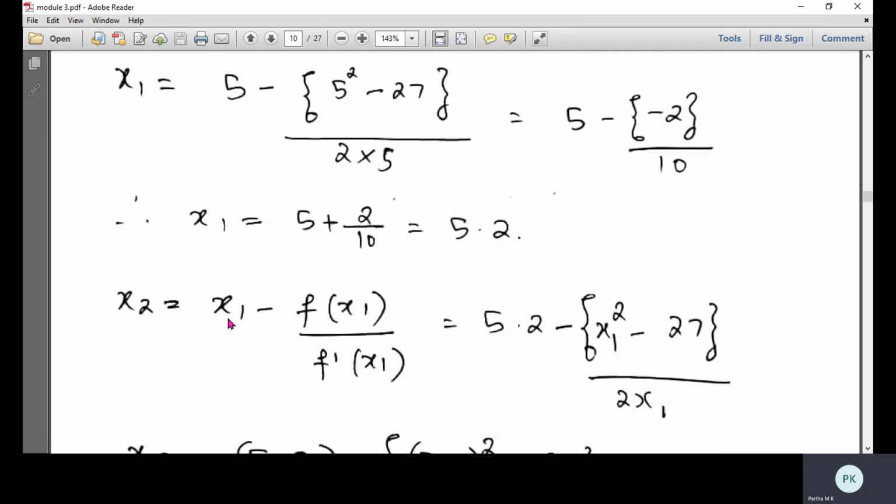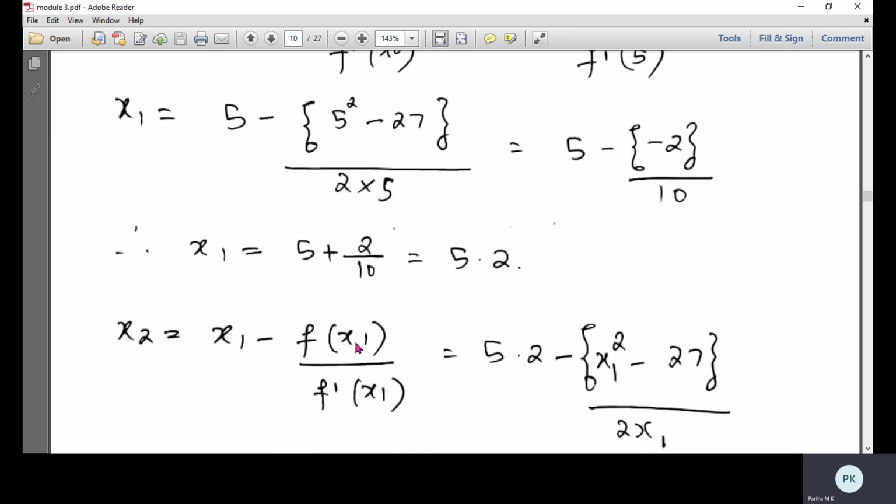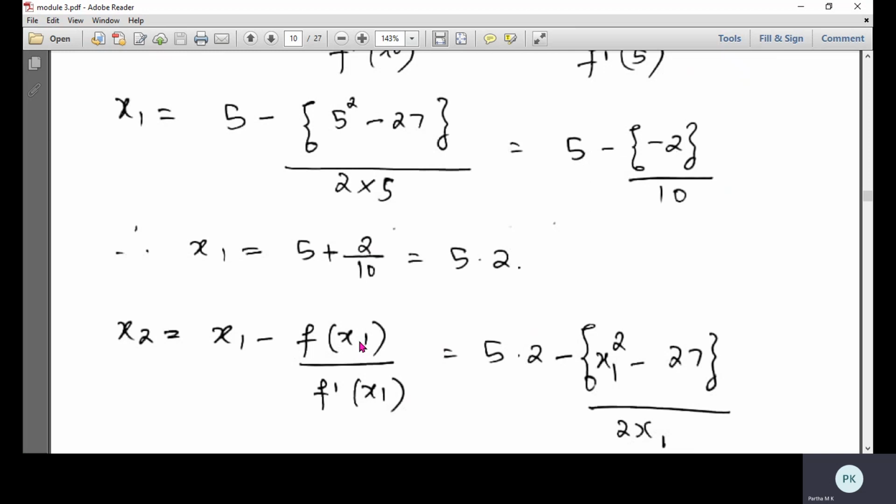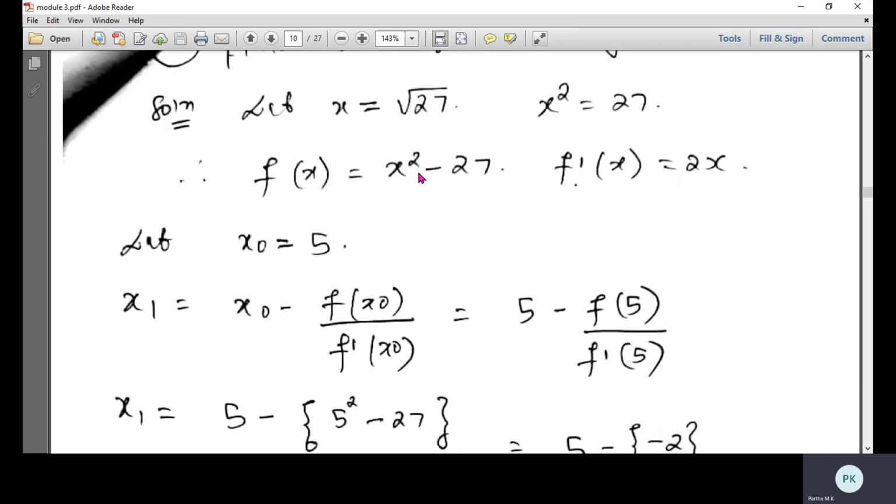In the same way, go for x2 is equal to x1 minus f of x1 by f dash x1. What is x1? 5.2 minus f of x1. Very simple, right? x1 is 5.2. f of 5.2. What is f of 5.2? 5.2 whole squared minus 27.